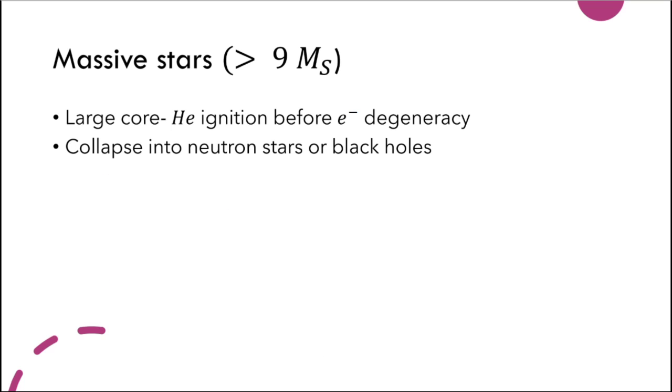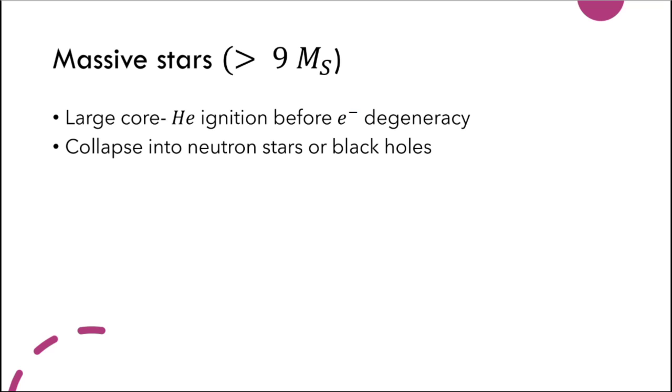So for this, this is now the third classification of stars, right? This is massive stars that are more than 9 solar masses. When they expand and cool, they don't brighten like low mass stars, and they have a large core because they ignite helium before the electron degeneracy pressure acts on them. And they also form highly luminous supergiants. But after this, if the core becomes large enough, then they can collapse into neutron stars or black holes.